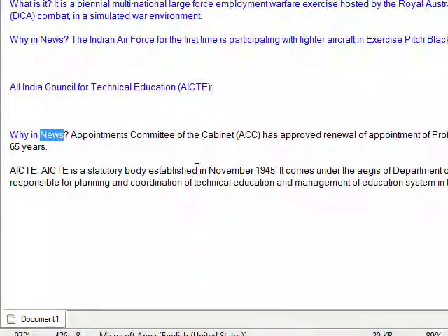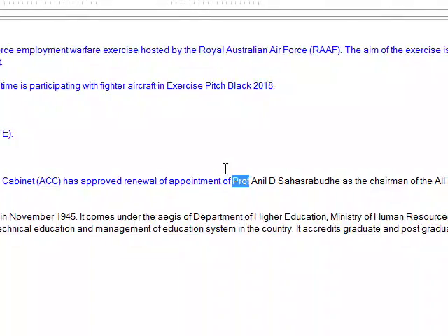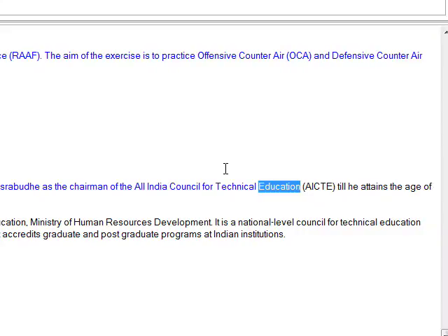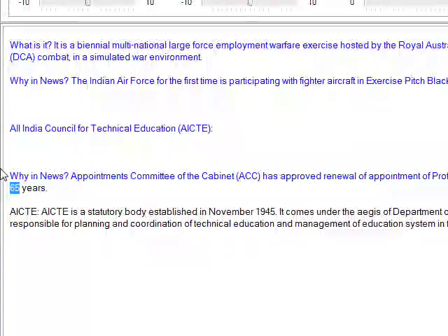All India Council for Technical Education AICTE. Why in news? Appointments Committee of the Cabinet ACC has approved renewal of appointment of Prof. Anil D. Sahasrabudhe as the chairman of the All India Council for Technical Education AICTE till he attains the age of 65 years.